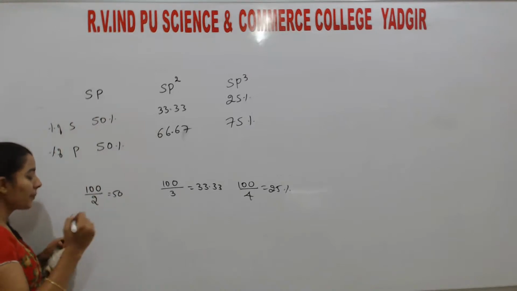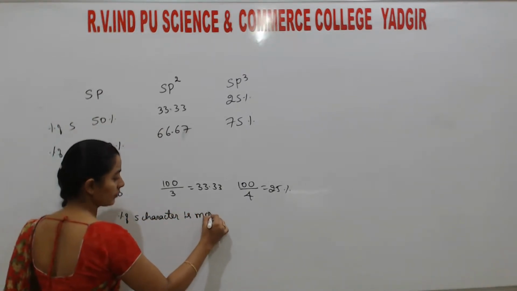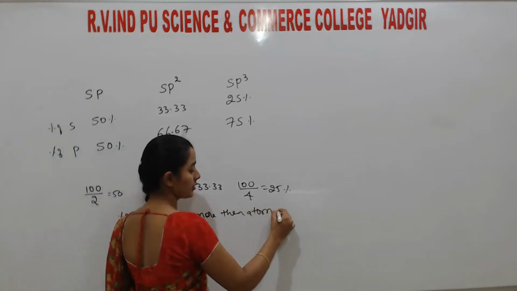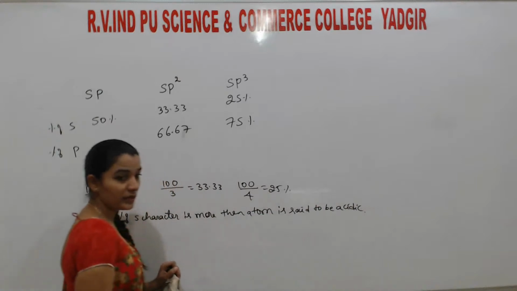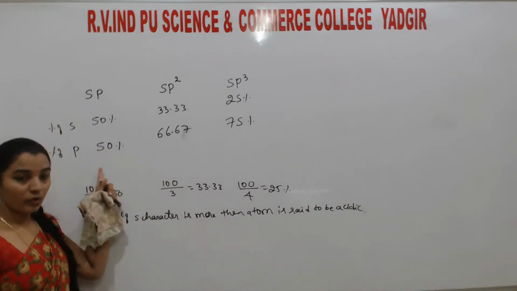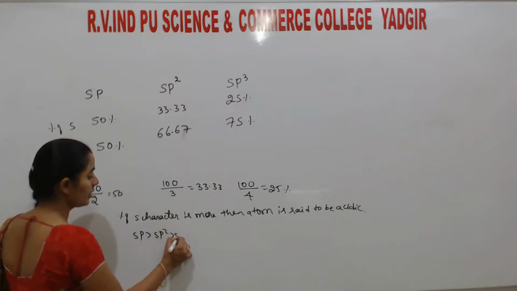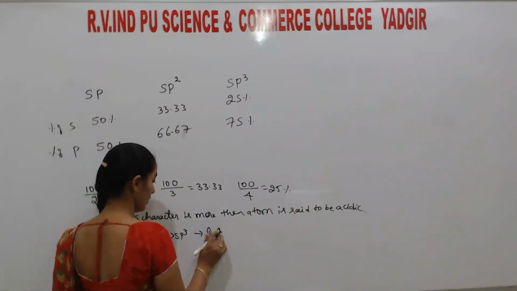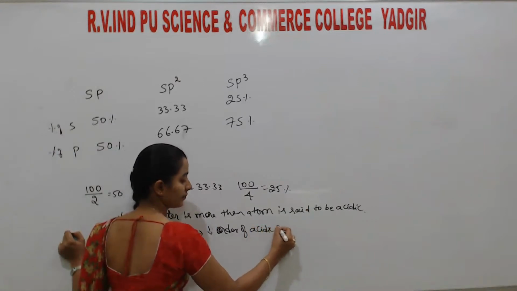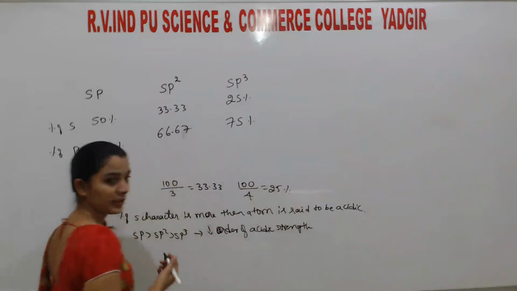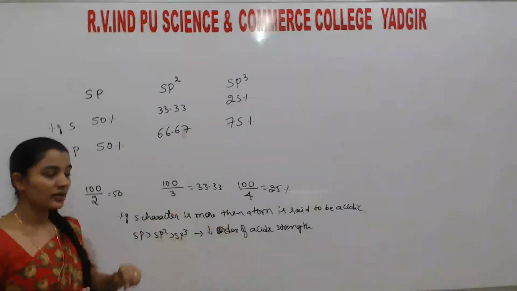And remember students, if the percentage of s character is more, then the atom is said to be acidic. That means sp hybridization is more acidic than sp2, which is more acidic than sp3. So sp is greater than sp2, greater than sp3. This is the decreasing order of acidic strength. Understood?